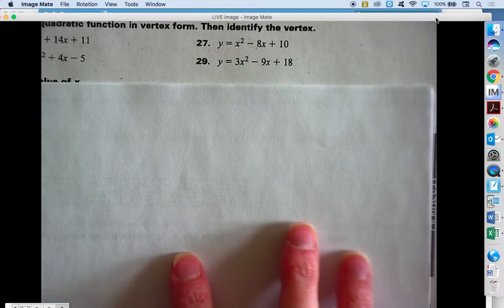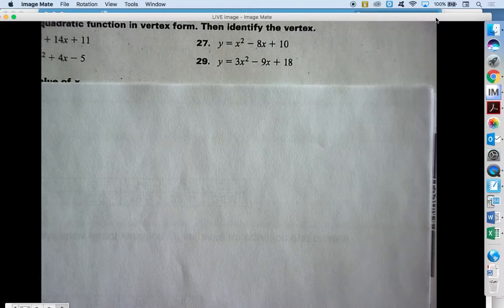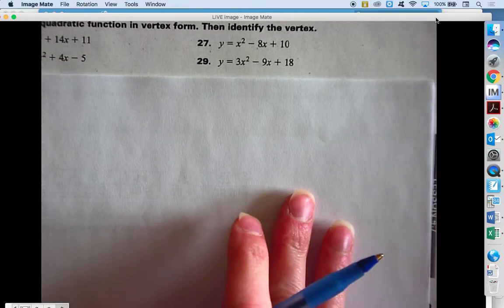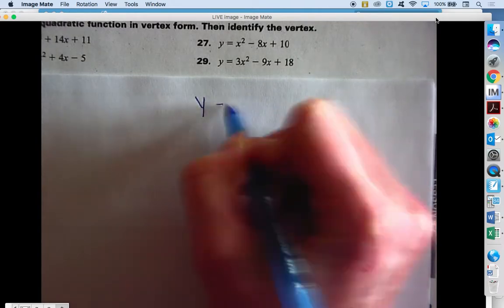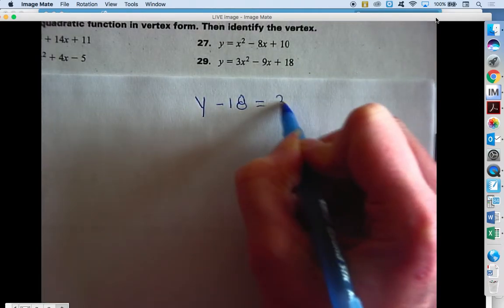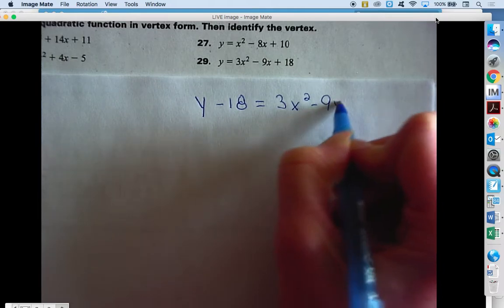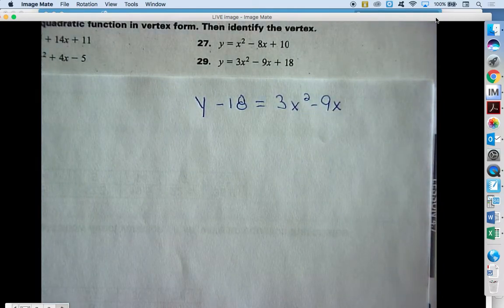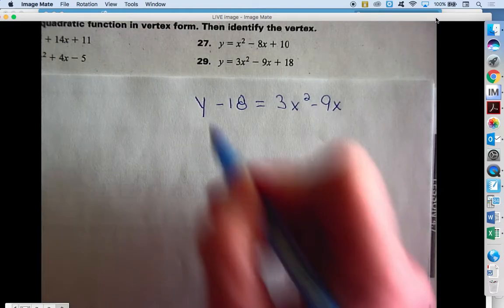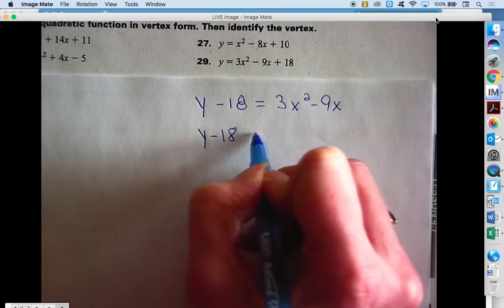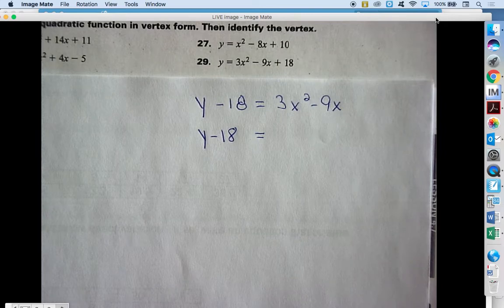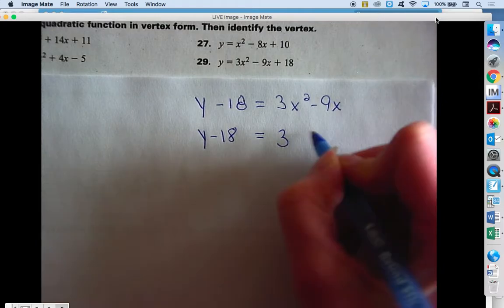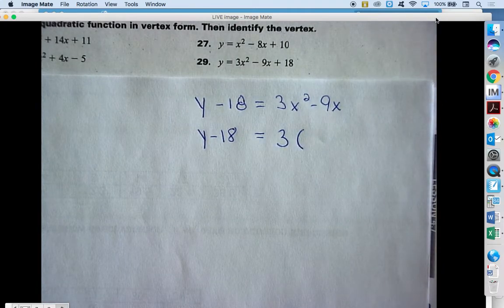So number 29, you have y equals 3x squared minus 9x plus 18. So the first step when you're completing the square is to take the c value to the other side. And then, Katie, what else would you do besides take the c value to the other side? Before we can do b divided by 2, we have to do one thing before that. Yeah, we have to take the 3 out. So whatever coefficient is in front of x squared, that coefficient needs to be pulled out.